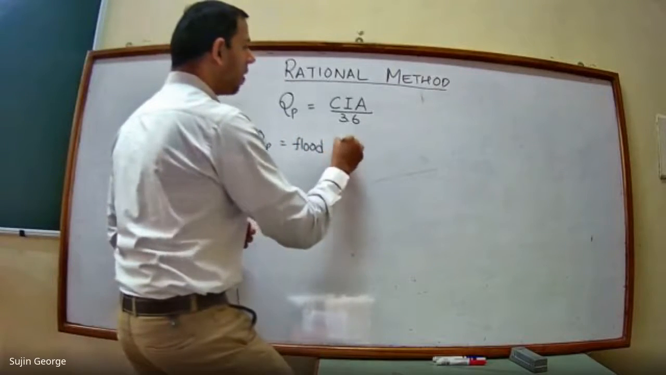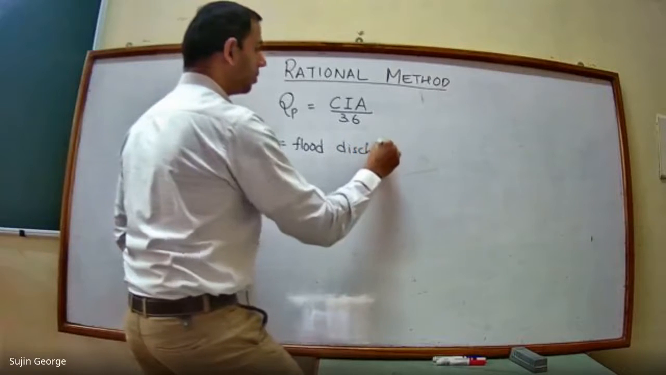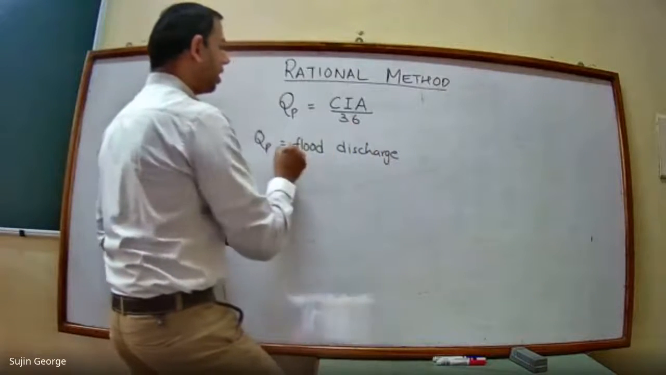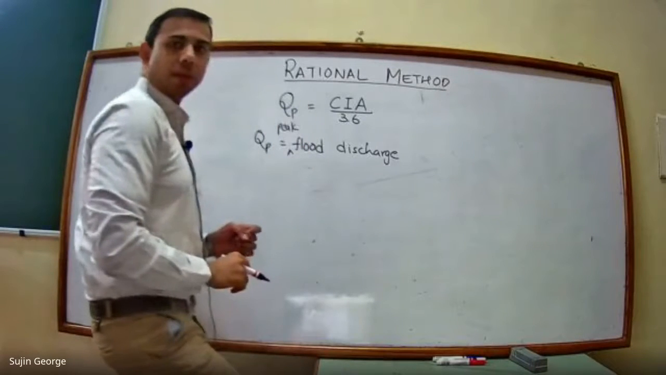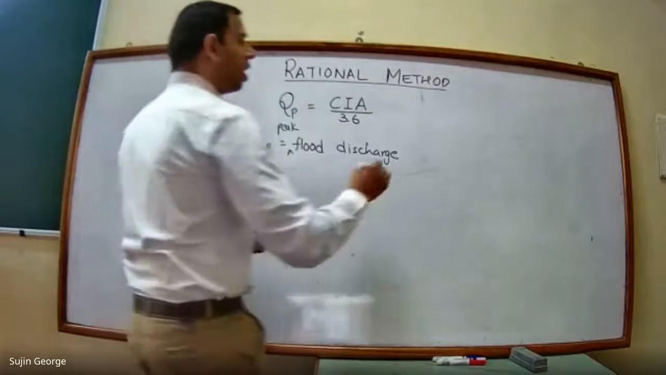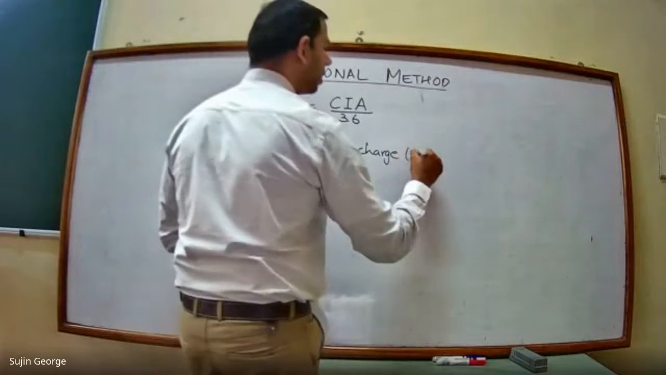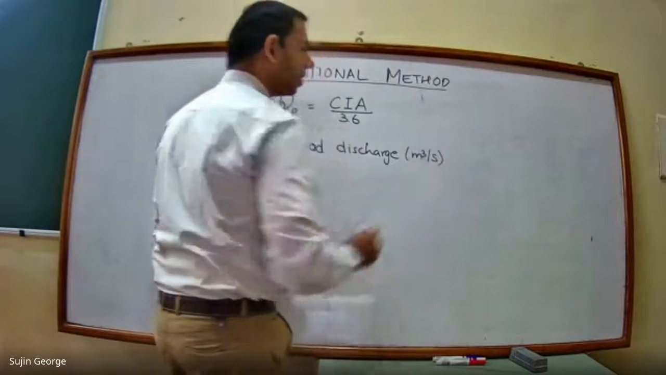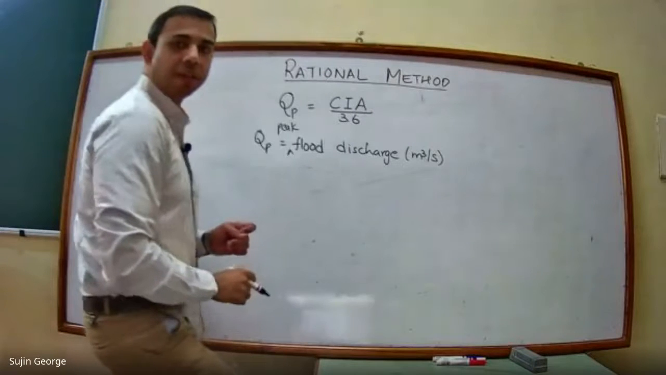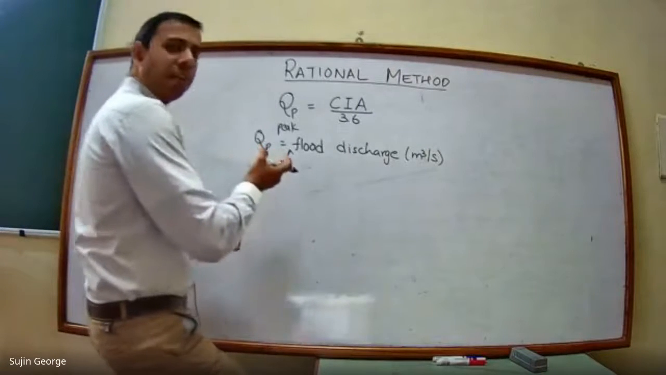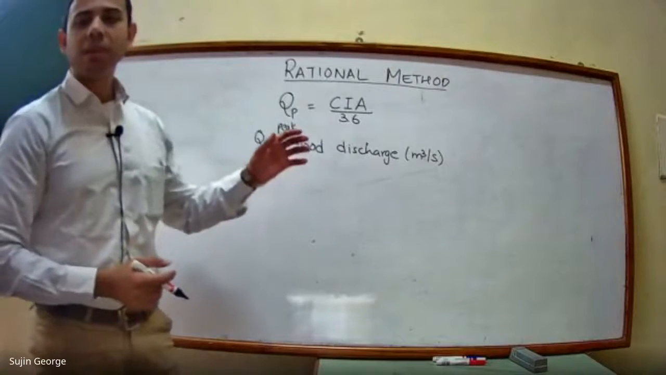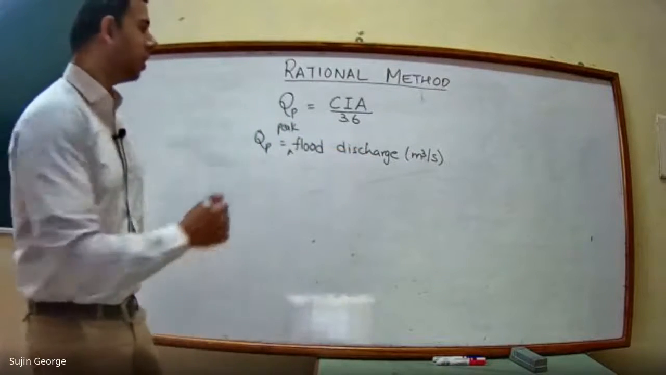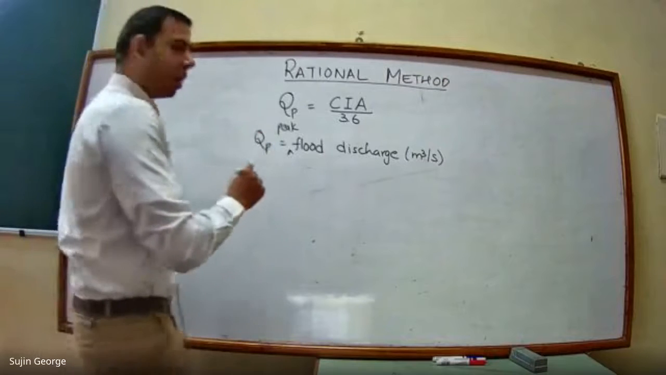QP is the flood discharge, or you can say it is the peak flood discharge, and this is given in meter cube per second. Now QP can be denoted as peak flood discharge, or it can also be called the maximum flood discharge. So it is one and the same thing.